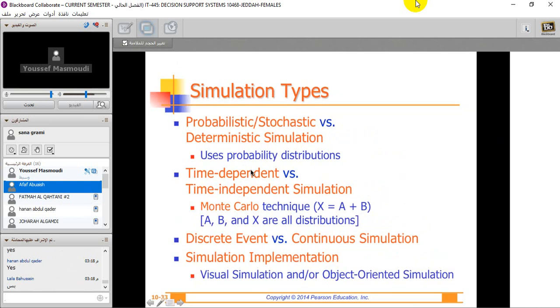The simulation types: probabilistic versus stochastic versus deterministic simulation, which uses probability distributions. There is time-dependent versus time-independent simulation, and discrete event versus continuous simulation. Then simulation implementation: visual simulation and object-oriented simulation.